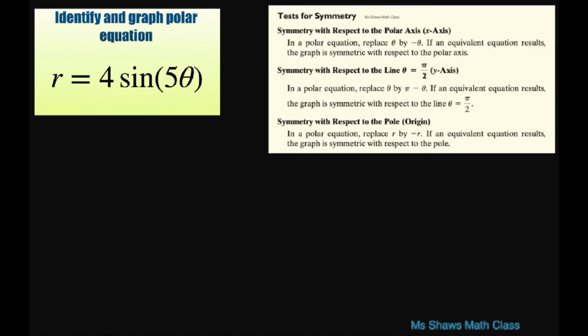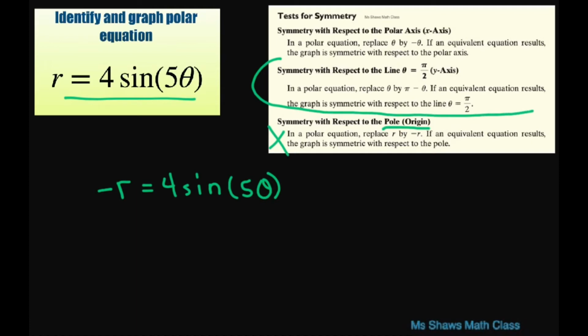For the pole, the origin, we just replace r with negative r. And very clearly it does not equal the original equation, so this test fails. Since this is the only test that passes, this tells us that we're going to assign our values for theta between negative pi divided by 2 and pi divided by 2 and use the fact that it's symmetric to the line theta equals pi divided by 2 to help us graph.